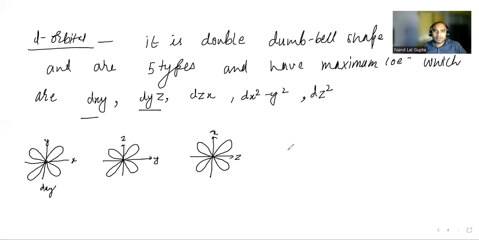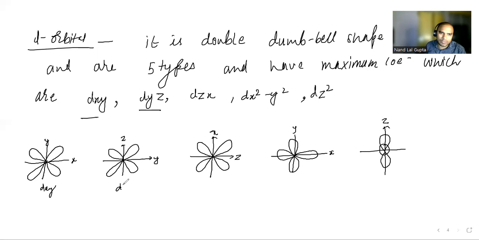Now the last ones are x square minus y square, with x and y, where half will be on the x axis and another half on the y axis. And then dz square, here is the z, so the orbital will be on the z axis and there will be a circle at the center. Between y and z, its name is dyz. Between z and x, it is dzx. On x and y, dx square minus y square. On z, that is dz square.